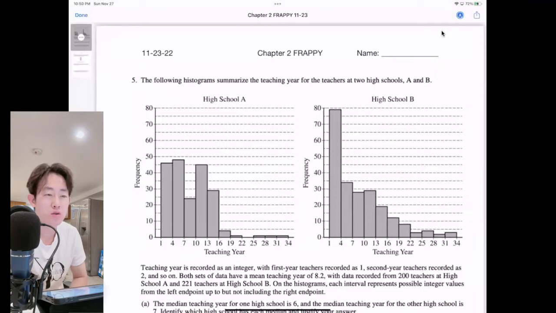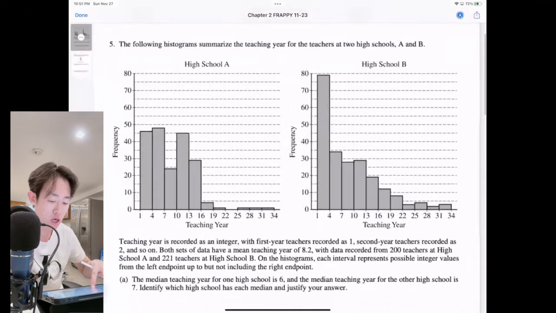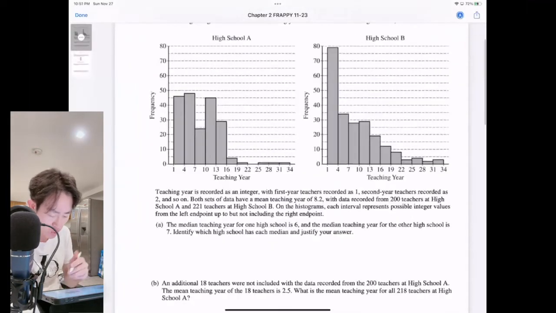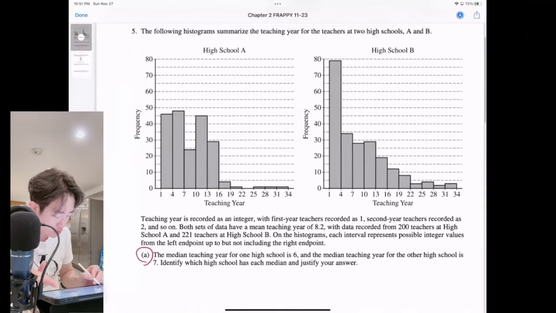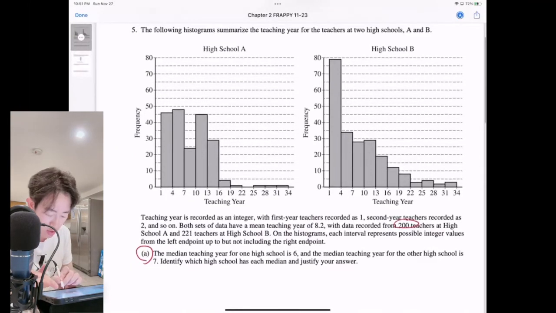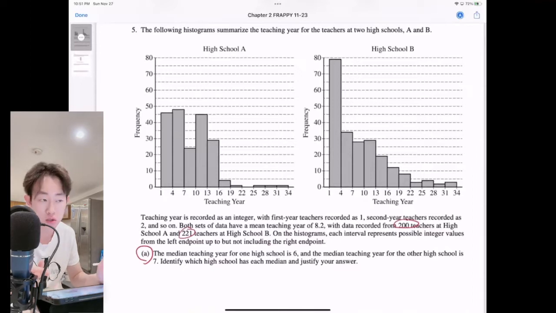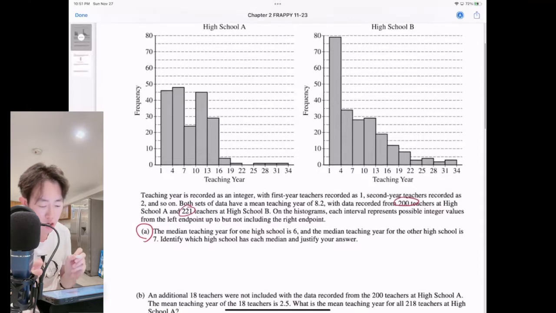I want to go over this with you guys just very, very briefly because this is probably one of the easiest FRAPPYs that I've ever given out. So for number 5, we have basically the distribution of high school A and high school B with the number of teachers with how many years they have on average, I believe. And so we have 200 teachers in school A, 221 teachers in school B. We want to figure out the median for part A.